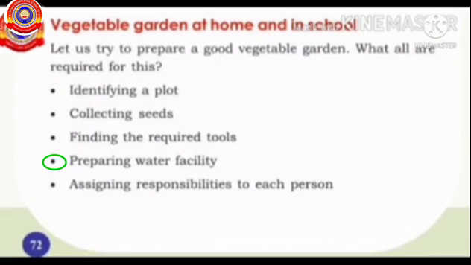Next is the most important factor for preparing a vegetable garden. We have to prepare water facility. Then the last step is assigning a responsibility to each person. That is, if we make this vegetable garden in our school, we have to assign responsibility to each student. So these are the steps we have to take while preparing a vegetable garden.